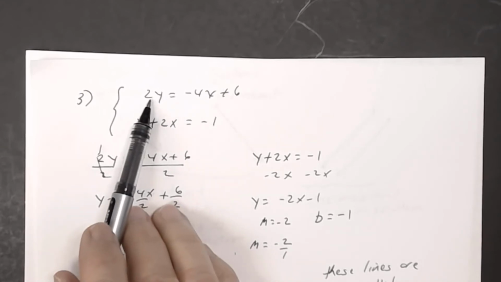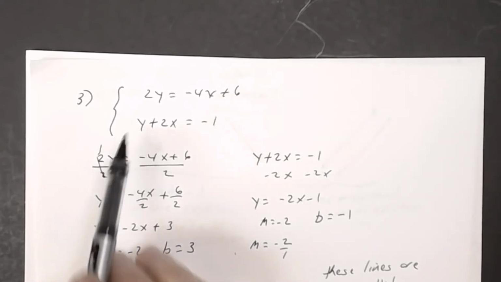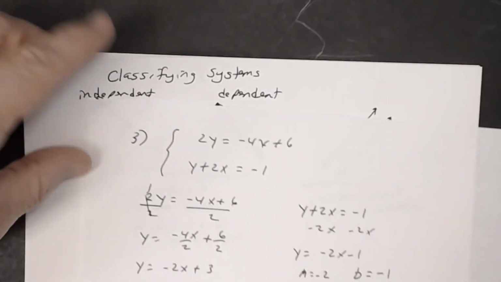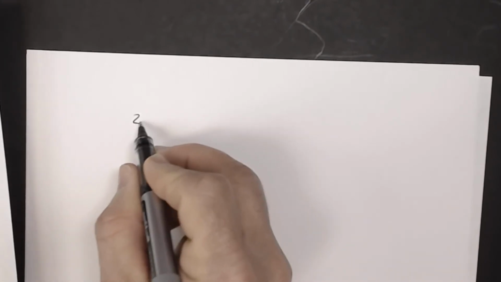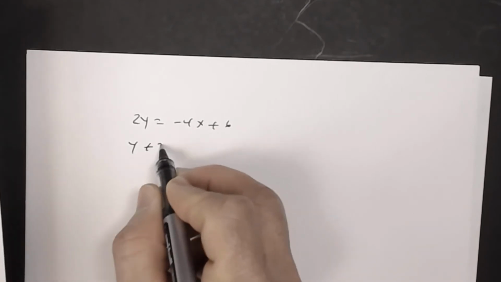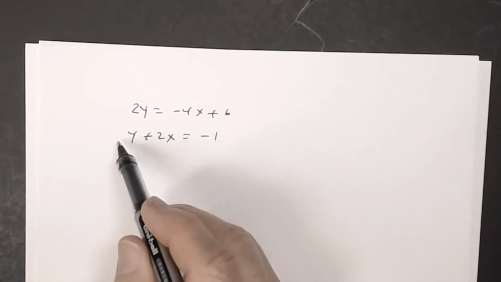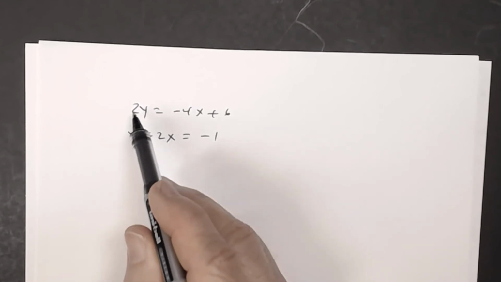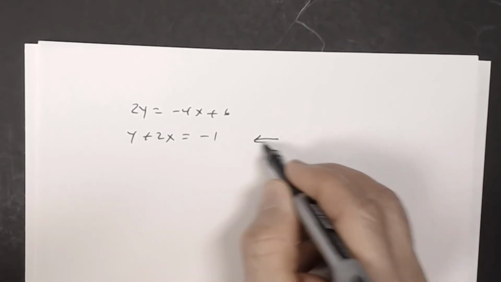So you see how this is a 2y right here? Let's multiply this by 2. Let's multiply both sides by 2. I'm going to go ahead and do this on another sheet of paper, so I'm going to rewrite this system right here: 2y equals negative 4x plus 6, and then y plus 2x equals negative 1. What I'm going to do is multiply this side by 2 to get a 2y, or if I want to go from here to here, I can divide both sides by 2. Doesn't matter. Let's just go ahead and multiply by 2. So we're going to take this equation, multiply by 2.